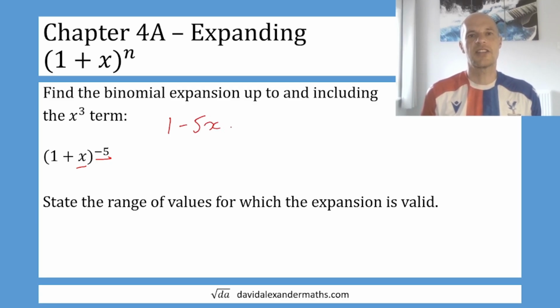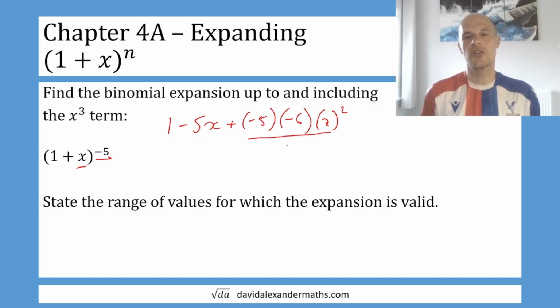Okay, now the next term is a bit harder. It's going to be -5 multiplied by 1 less than -5, which is -6, times x squared, over 2 factorial. Since 2 factorial is just 2 times 1, 3 factorial is 3 times 2 times 1, 4 factorial is 4 times 3 times 2 times 1, rather than write 2 factorial, I'm just going to write 2.